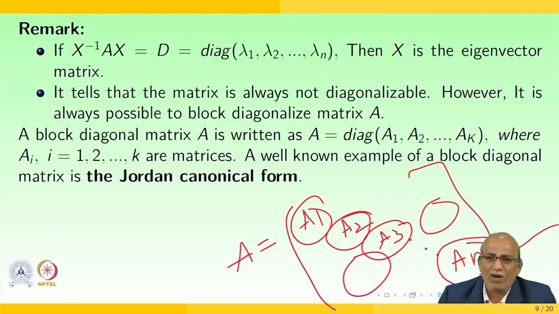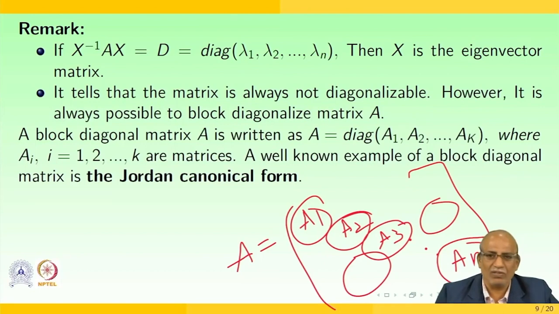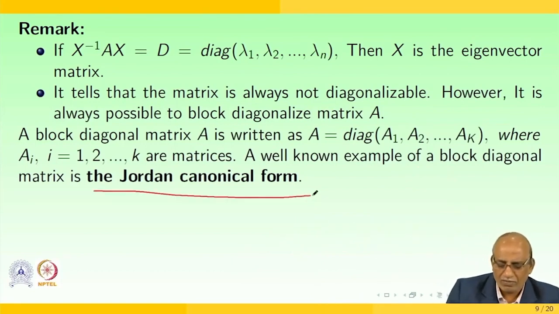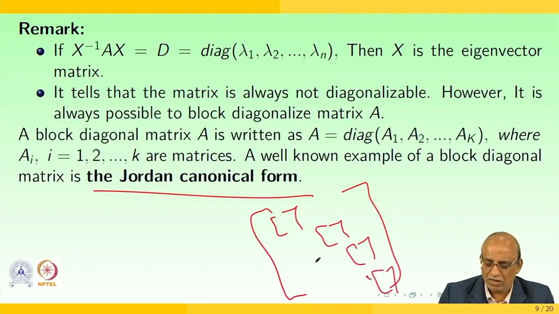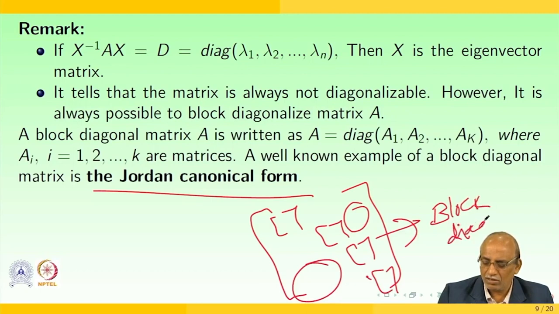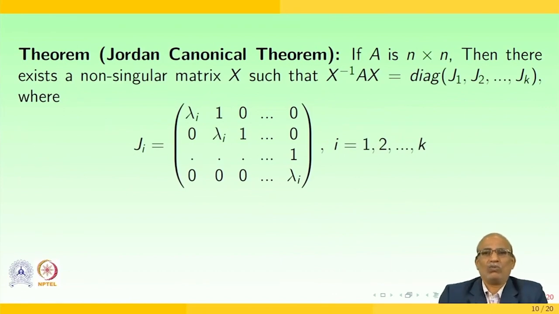A well-known example of a block diagonal matrix is the Jordan canonical form. Therefore, ultimately we landed up with what we call the Jordan canonical form. That means you will have blocks, and blocks, and blocks. This is what is called a block diagonal matrix. So, essentially, a well-known example of this pattern is the Jordan canonical form. Now, let us go ahead and see how this Jordan canonical form will help us.